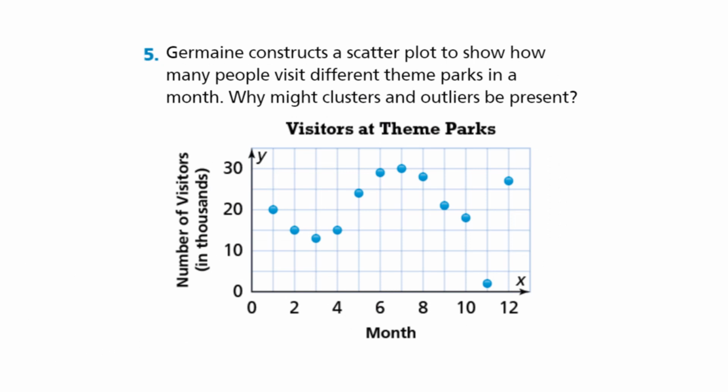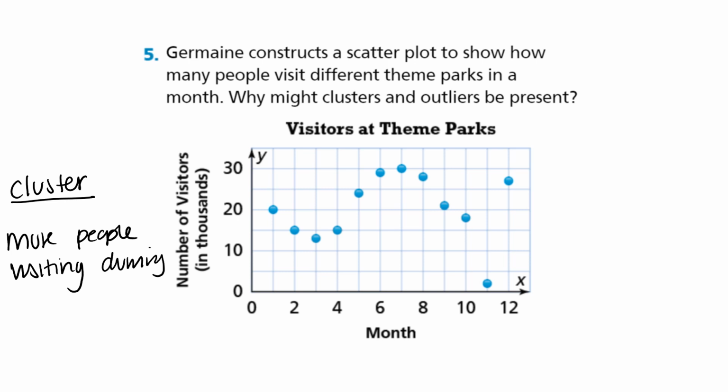Germaine constructs a scatter plot to show how many people visit different theme parks in a month. Why might clusters and outliers be present? So again, a cluster represents points close together, and it would represent more people visiting during the same time. An example of that would be during summer, when students are out of school.